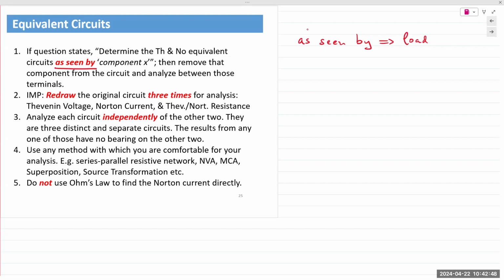So if it says "as seen by," you remove that component, you remove that circuit from your analysis, and then you analyze between those open terminals. Now, you need to find three quantities: Thevenin voltage, current, and the resistance. So you analyze that circuit 3 times independently. Okay, you will redraw the circuit, and all 3 circuits would be different.